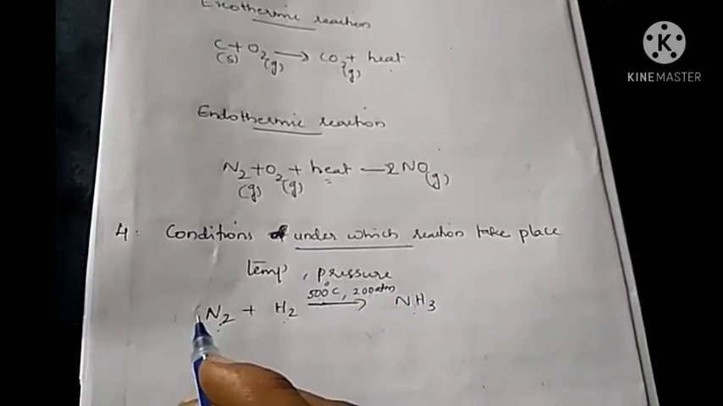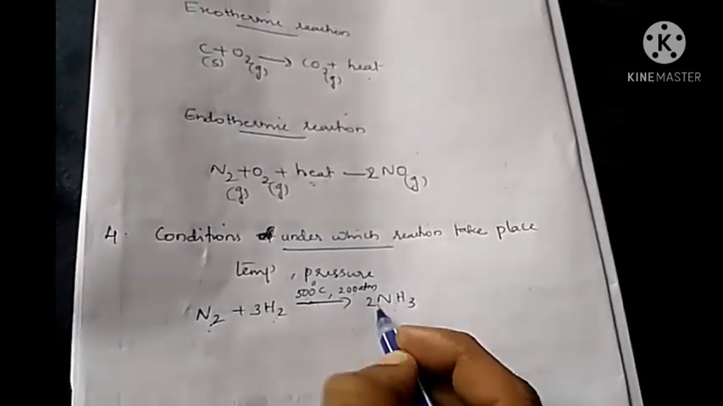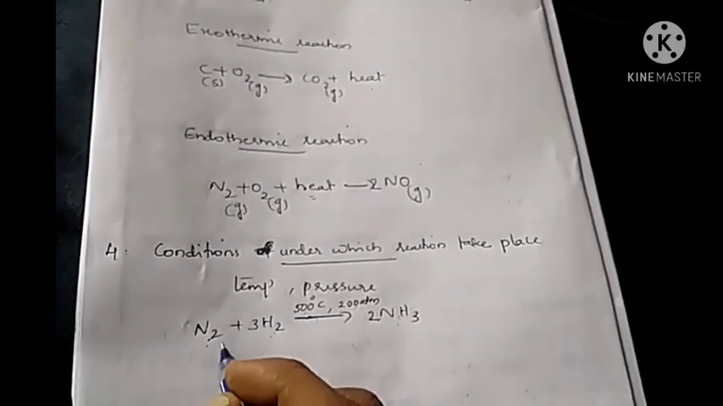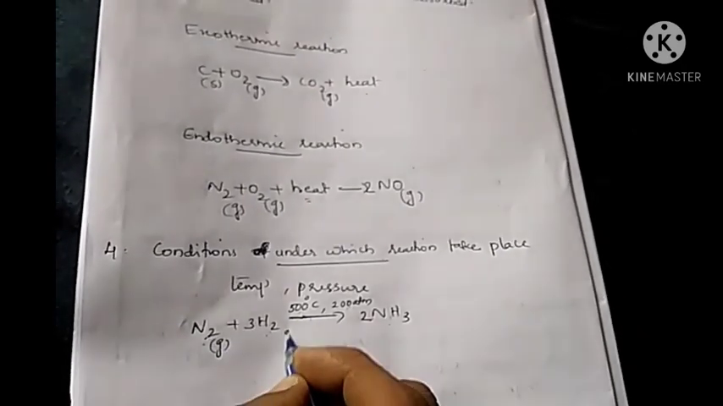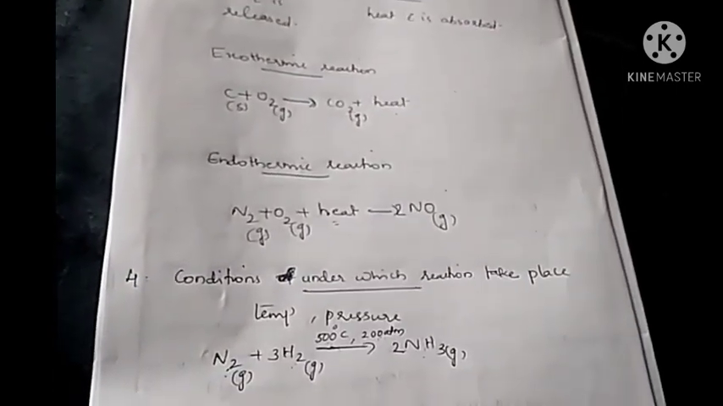ammonia. Now to balance this, N2 plus 3H2 gives 2NH3. This is the balanced equation. These nitrogen and hydrogen are gases. Ammonia also is in gaseous form. So that also we can represent in this balanced equation.